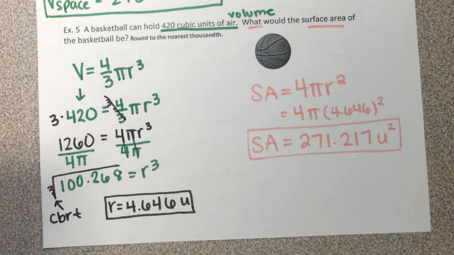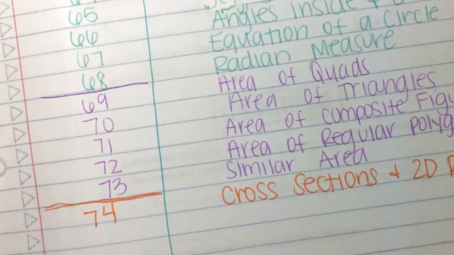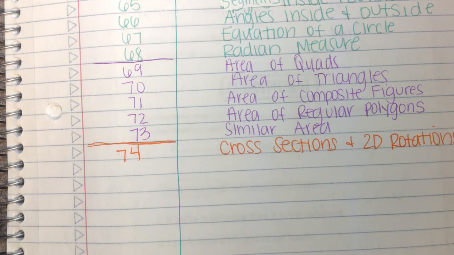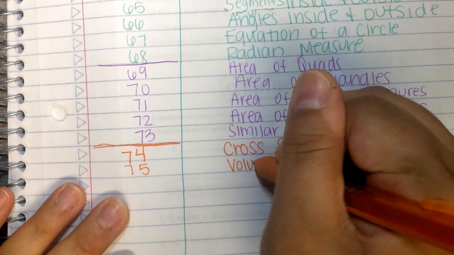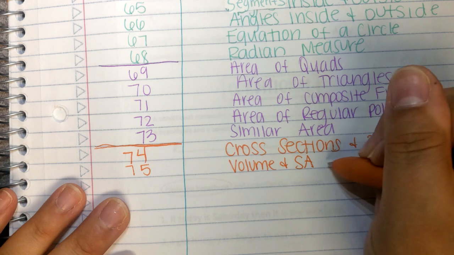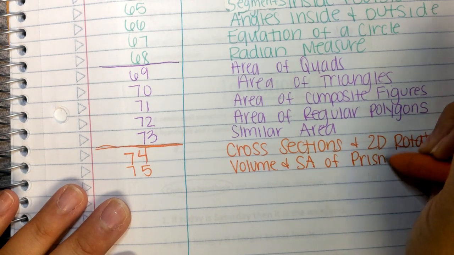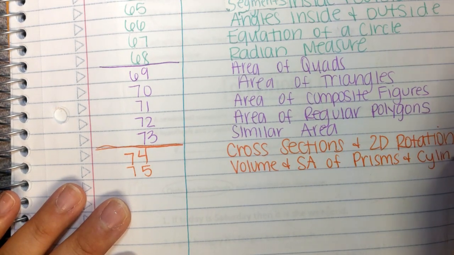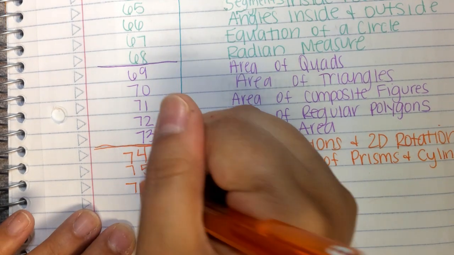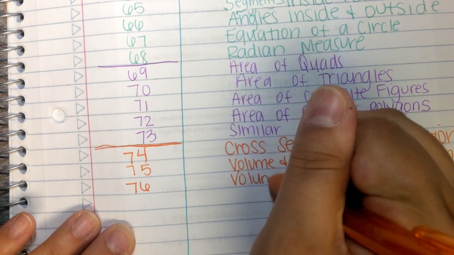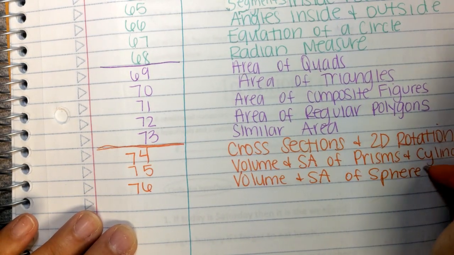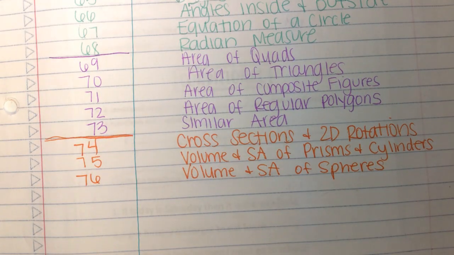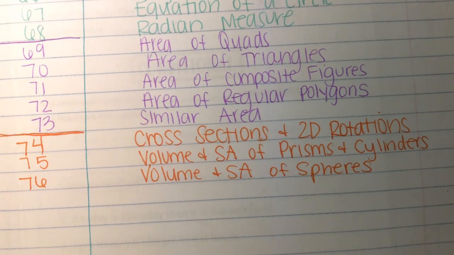All right, we are going to glue this in. Did y'all glue in yesterday? We kind of talked a lot yesterday, so I did not. We are going to glue this in. Page 75 was yesterday. That was volume and surface area of prisms and cylinders. And then today is 76, volume and surface area of spheres. Remember, you have a quiz tomorrow over pages 75 and 76.